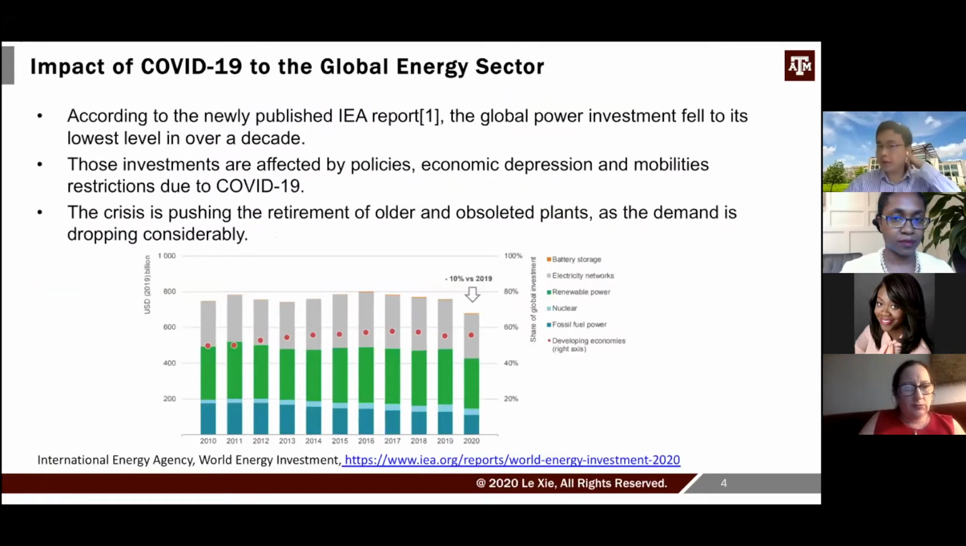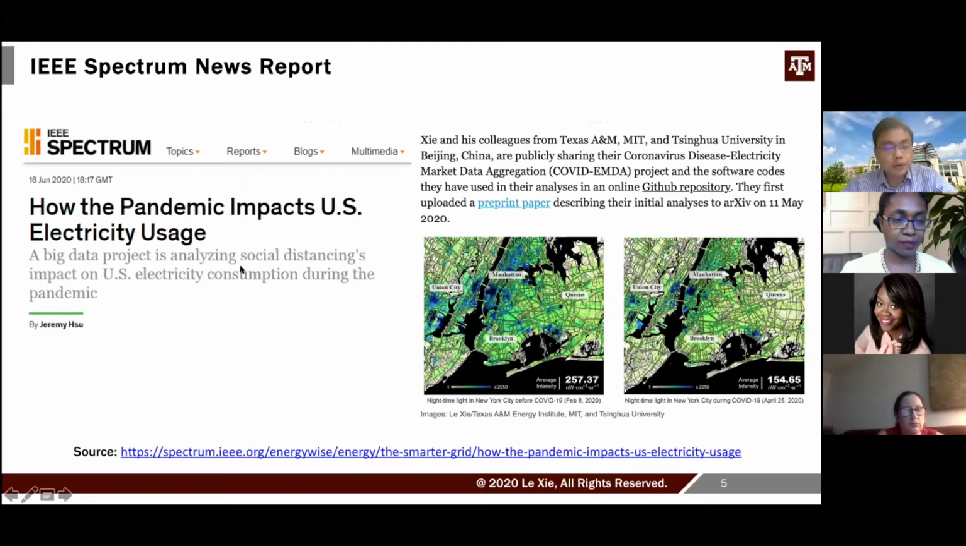There are some global study reports, notably this one published by the International Energy Agency, that talks about the macro level impact of COVID on the global energy sector. The quick takeaway is that because of the economic downturn that COVID is bringing about, there is likely going to be a reduction in investment in new power equipment and resources. So that is going to have some impact on the continued deployment of renewable energies throughout the world. This is something that we were featured on in one of the recent IEEE Spectrum articles.